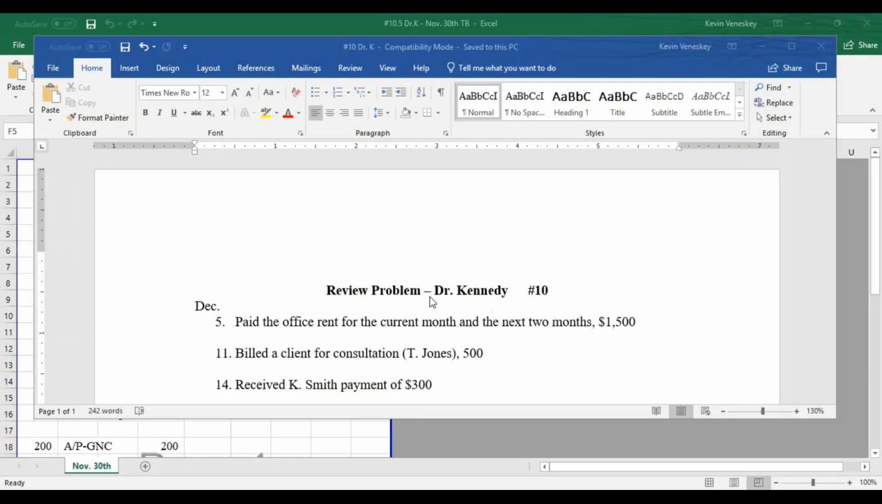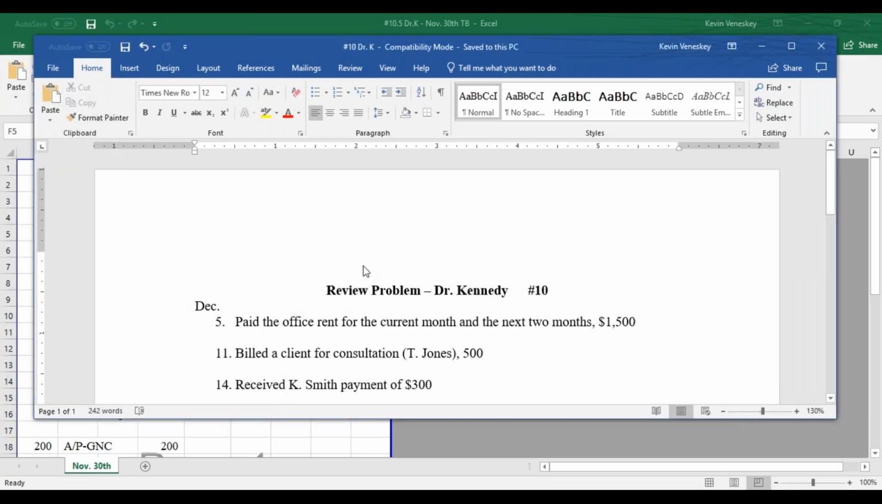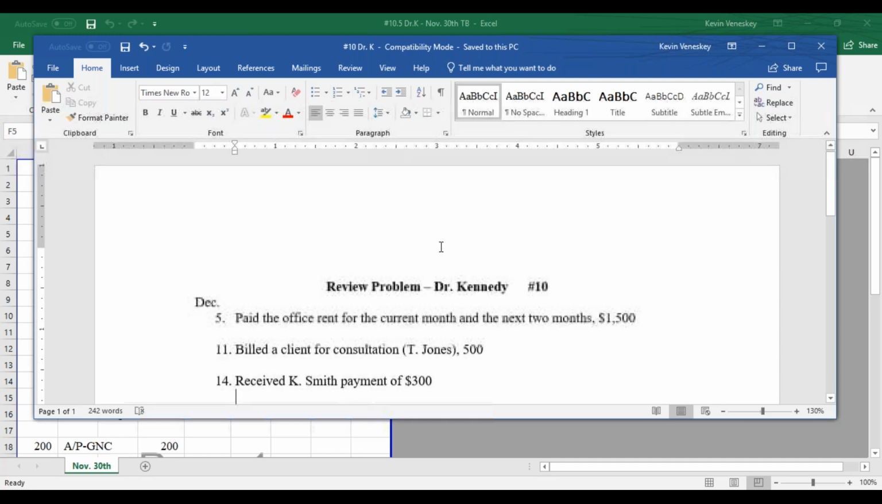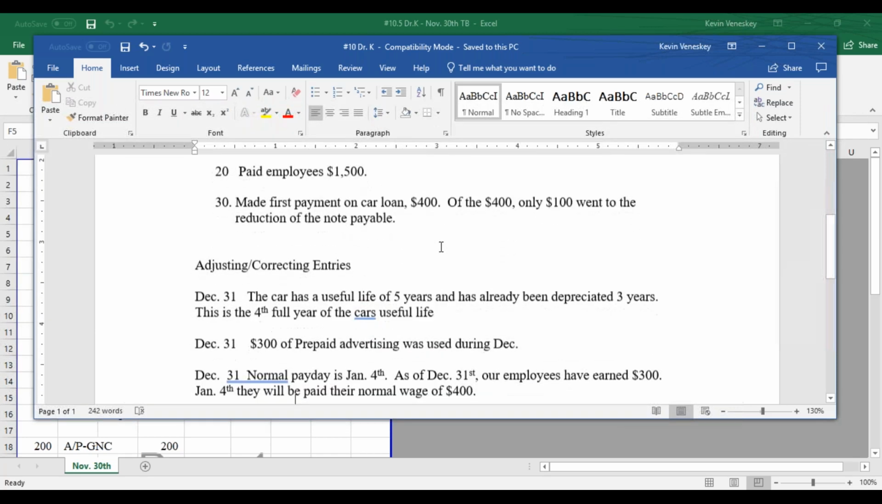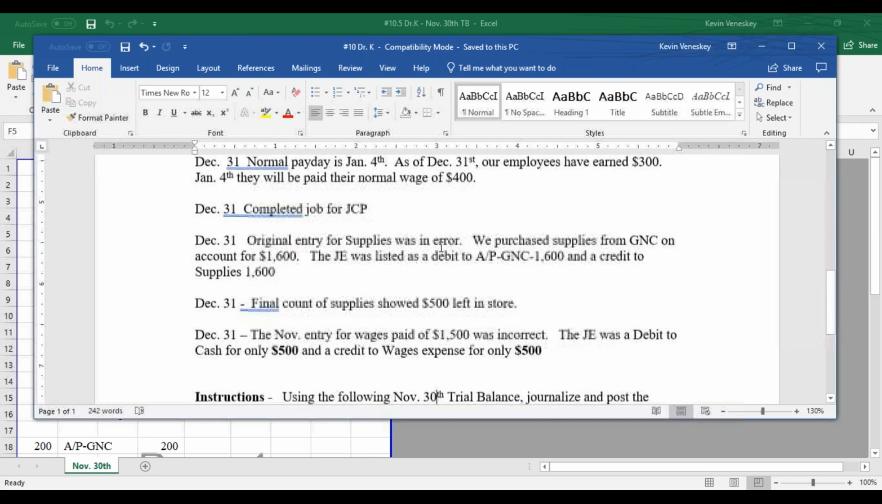Our last review for week 3 is going to involve Dr. Kennedy, Dr. K, number 10 and number 10.5. This is going to put together everything we've done the first 3 weeks. We're going to have a few regular entries, and then we're going to go right into the end of the year adjusting entries, and the adjusting entries also have a few correcting entries embedded within them.